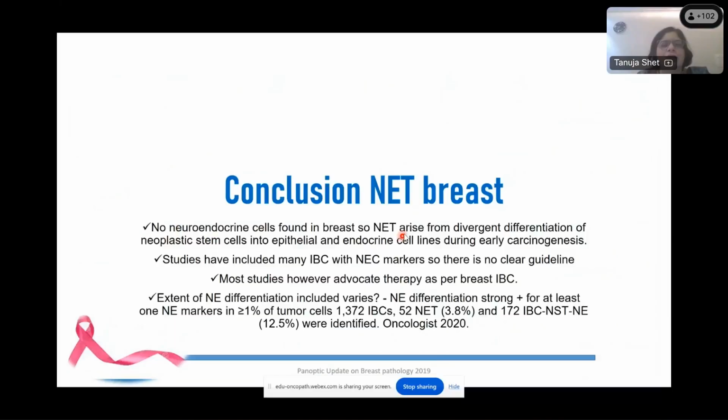So I think NETs arise from divergent differentiation of stem cells, either in epithelial cells, and I have seen UDH with neuroendocrine differentiation. And so there is no clear guideline. We at Tata definitely treat it like that. Most of us, thankfully, are not a screen-detected population. So whatever carcinoma I see with neuroendocrine differentiation, I still end up calling it invasive ductal or breast carcinoma. So that's my take on it.